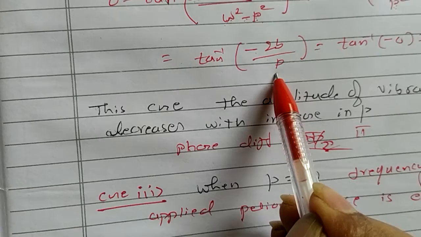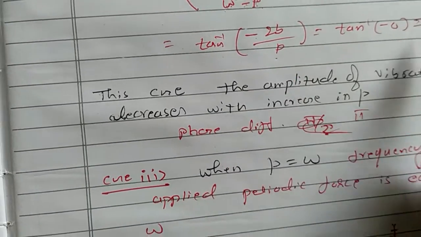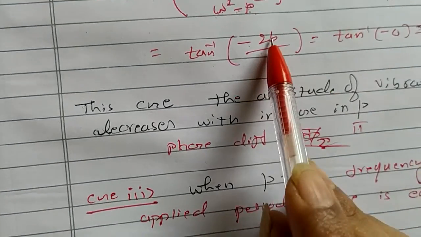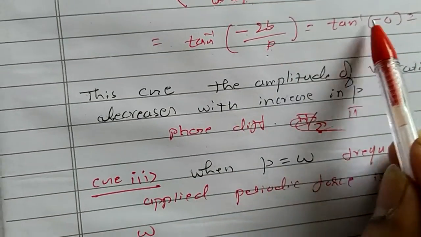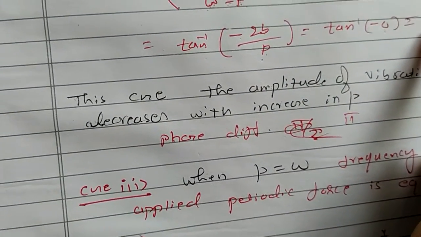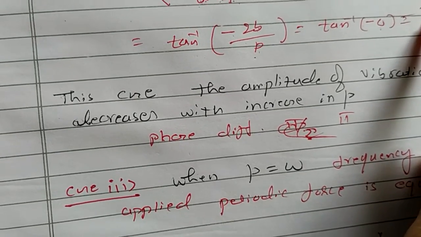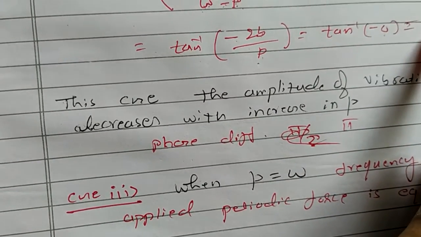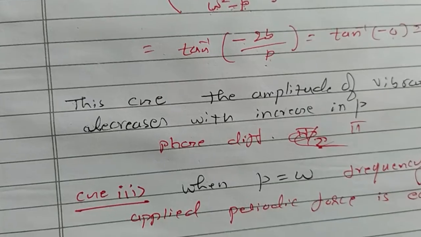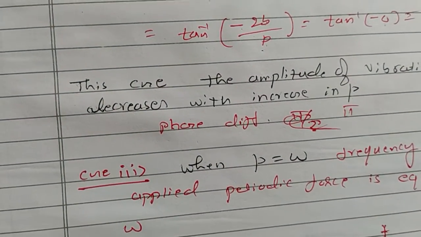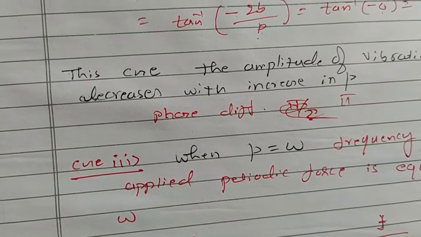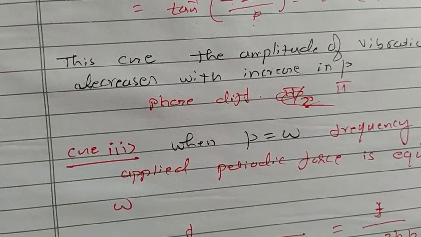So tan inverse minus 0, but here P is very much greater. Therefore tan inverse minus 0 is equal to 180 degrees. Got it? So in this case, the amplitude of the vibration decreases with increase in P, and the phase difference is 180 degrees. There is a phase difference of 180 degrees between the applied periodic force and the displacement.